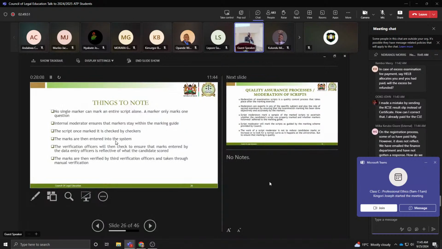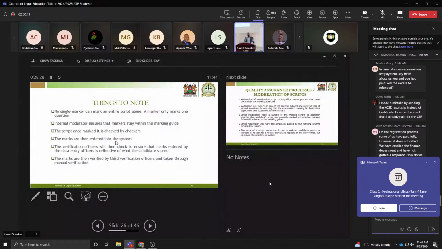Now, once the checkers have ascertained that we have the true scores, the next thing is that the marks will be entered by the data entry officers. Then the marks will also go through the verification process. We have other officers that verify those marks. Then there is first verification, then the second verification, then the manual verification.